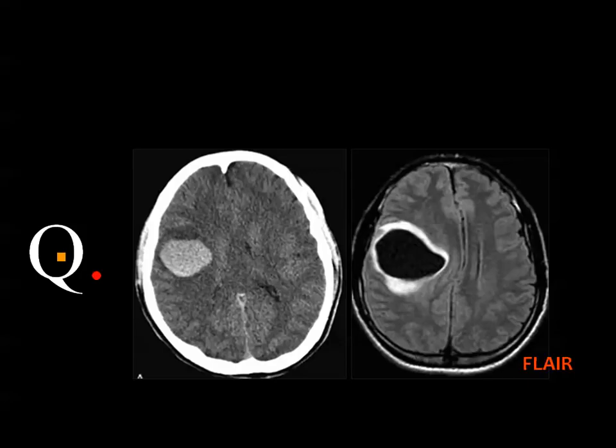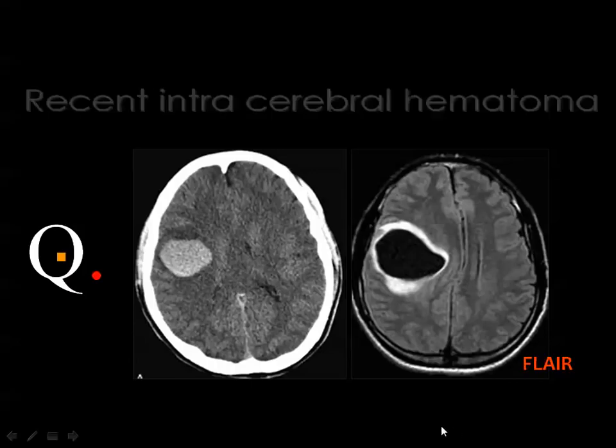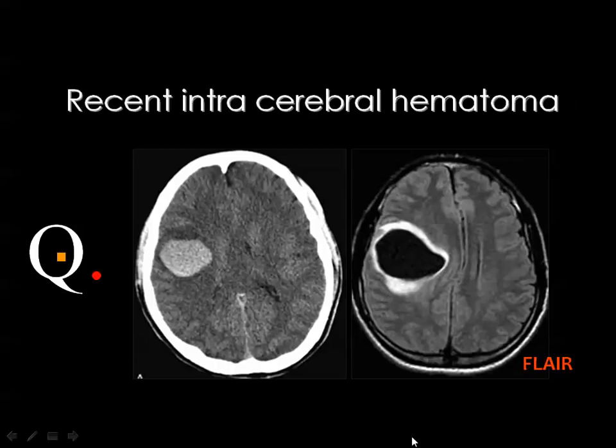These are the only two lesions that can produce jet black appearance in the T2 and the flare: acute blood and air. And CT is diagnostic of a recent intracerebral hematoma.